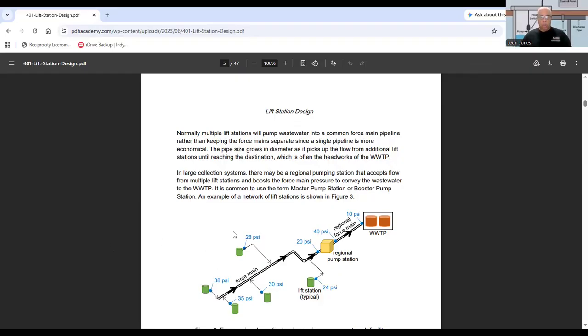Here's an example of a network of lift stations shown right here. Here's your regional lift station, and here's a typical lift station. Here's your force main and your regional force main.